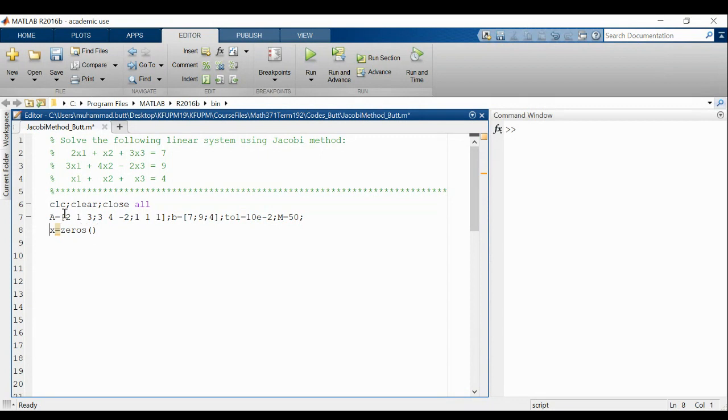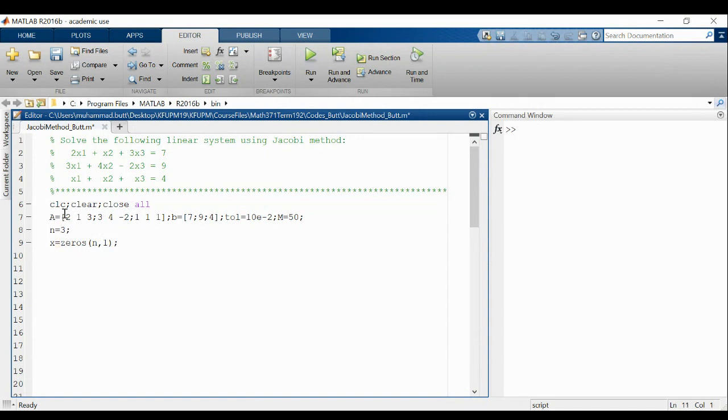Before this, you define how many equations you have. So you say n is equal to 3 here, and then n rows and 1 column. So this is how you define x.